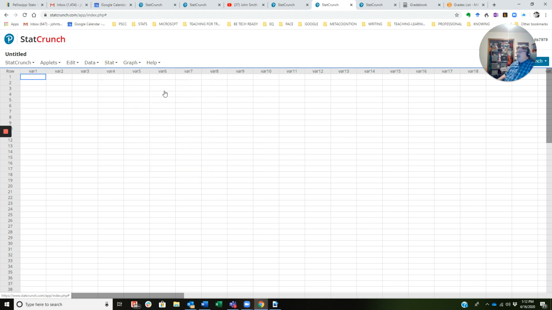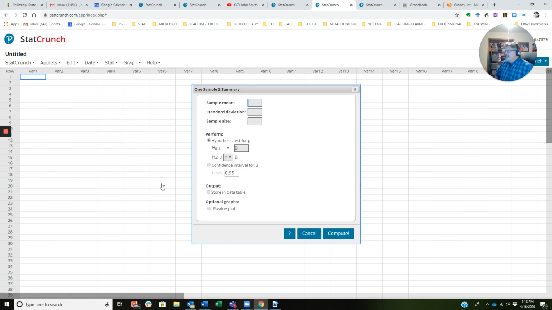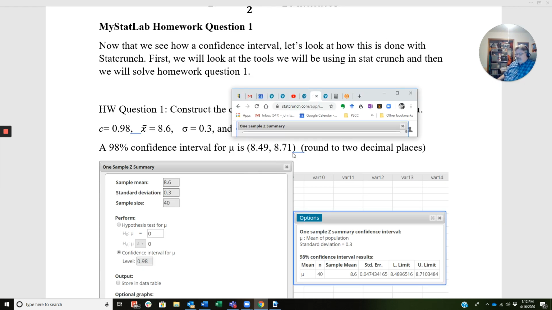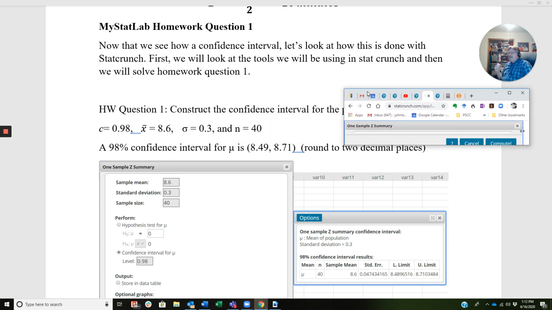So I know we're going to be doing a Z stats problem for this first one, and this is the first problem from the homework. So I'm going to go ahead and open that here. One sample, and I know I have a summary. And I need to pull my question back up for a minute. So notice the information given. This is from mine. Remember, your numbers are going to be slightly different. But my confidence level was 0.98. X bar was 8.6.